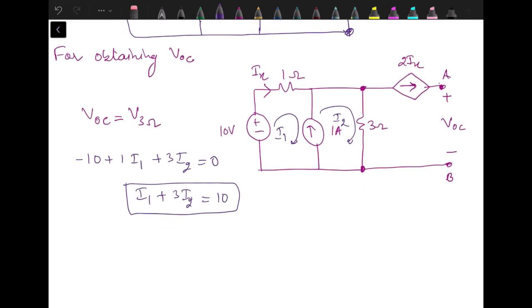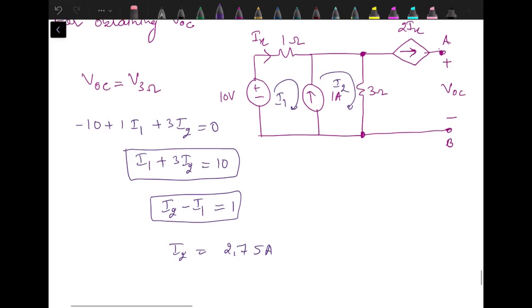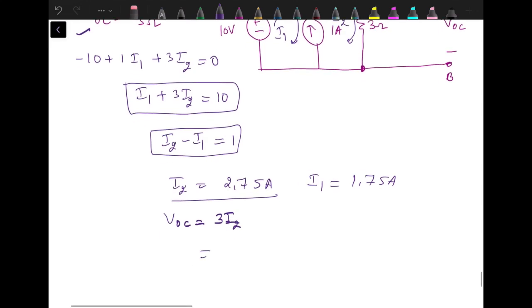Second equation will be a constraint equation. Now the constraint equation is I2 minus I1 equal to 1. This is the second equation. Now when we solve these two equations, we have the value of I2 as 2.75 ampere and I1 will be 1.75 ampere. We need the value of I2 in order to calculate VOC, because VOC is voltage across 3 ohm resistance, 3 into I2. So it's 3 into 2.75, 8.25 volts. So this is the value of open circuit voltage.